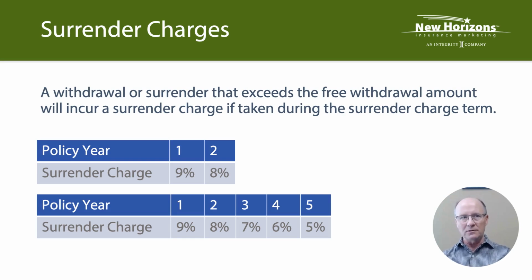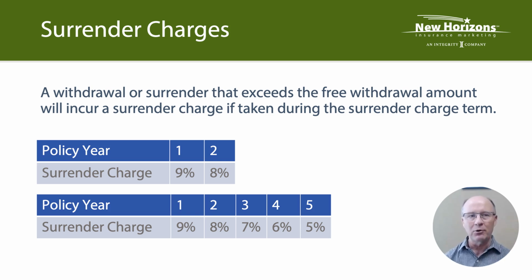Okay. Our last area here is surrender charges. Just a couple examples up here. A withdrawal or a surrender that exceeds the free withdrawal amount can incur a surrender charge. Your client has a contract with the insurance carrier on this annuity. The first one you're looking at would be a 2-year MYGA example.